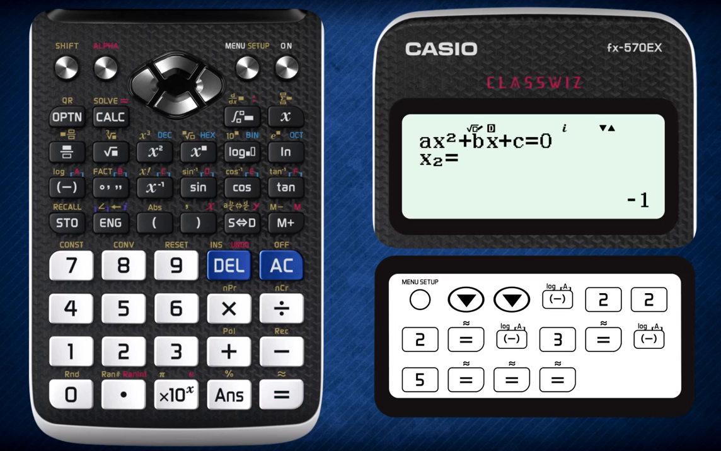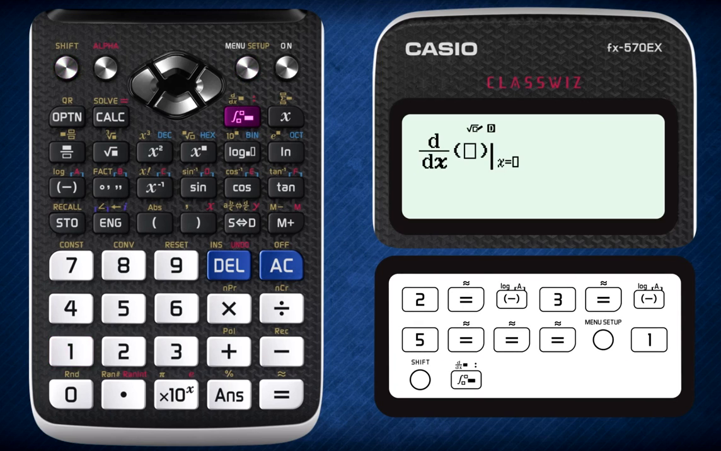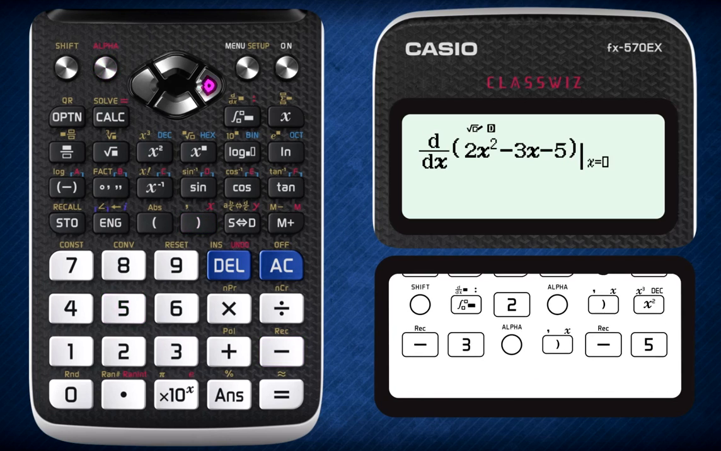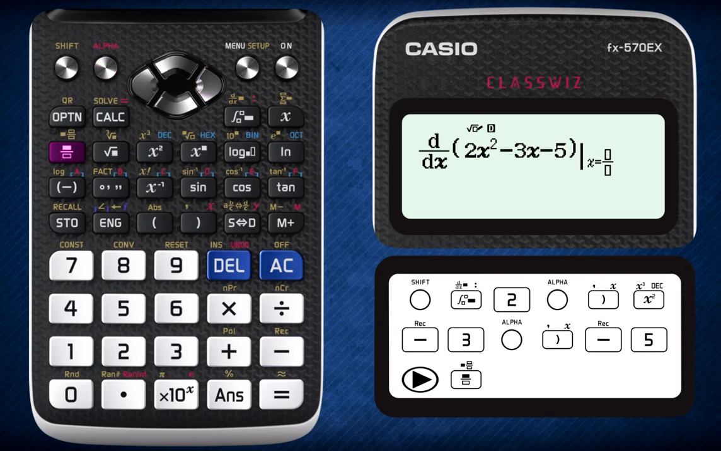To calculate the acceleration, press menu and 1 to return to the calculator mode. Press the shift button followed by the integration button, and this gives you the differential solver. Insert the function by pressing 2 alpha, close bracket, and the x squared button. Then, press negative 3 alpha, close bracket, followed by negative 5. Lastly, shift cursor to the right to enter the value of t, which is 5 over 2, and pressing equal tells you that the answer is 7. Now this answer corresponds to our earlier calculations.